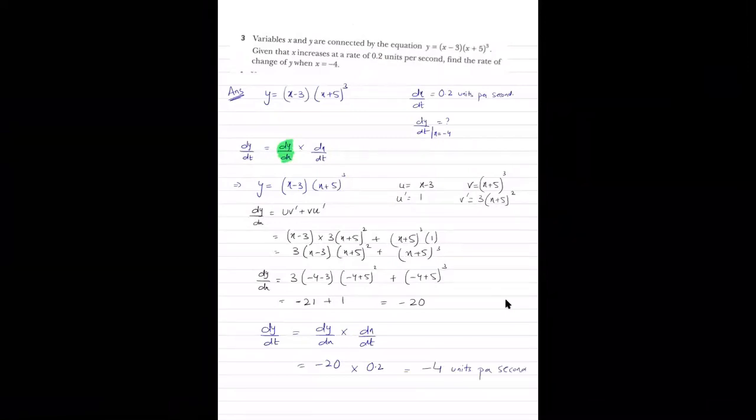So this tells us that y is decreasing with time. It's a function where x was increasing constantly, but y is decreasing by 4 units per second at x equals negative 4.